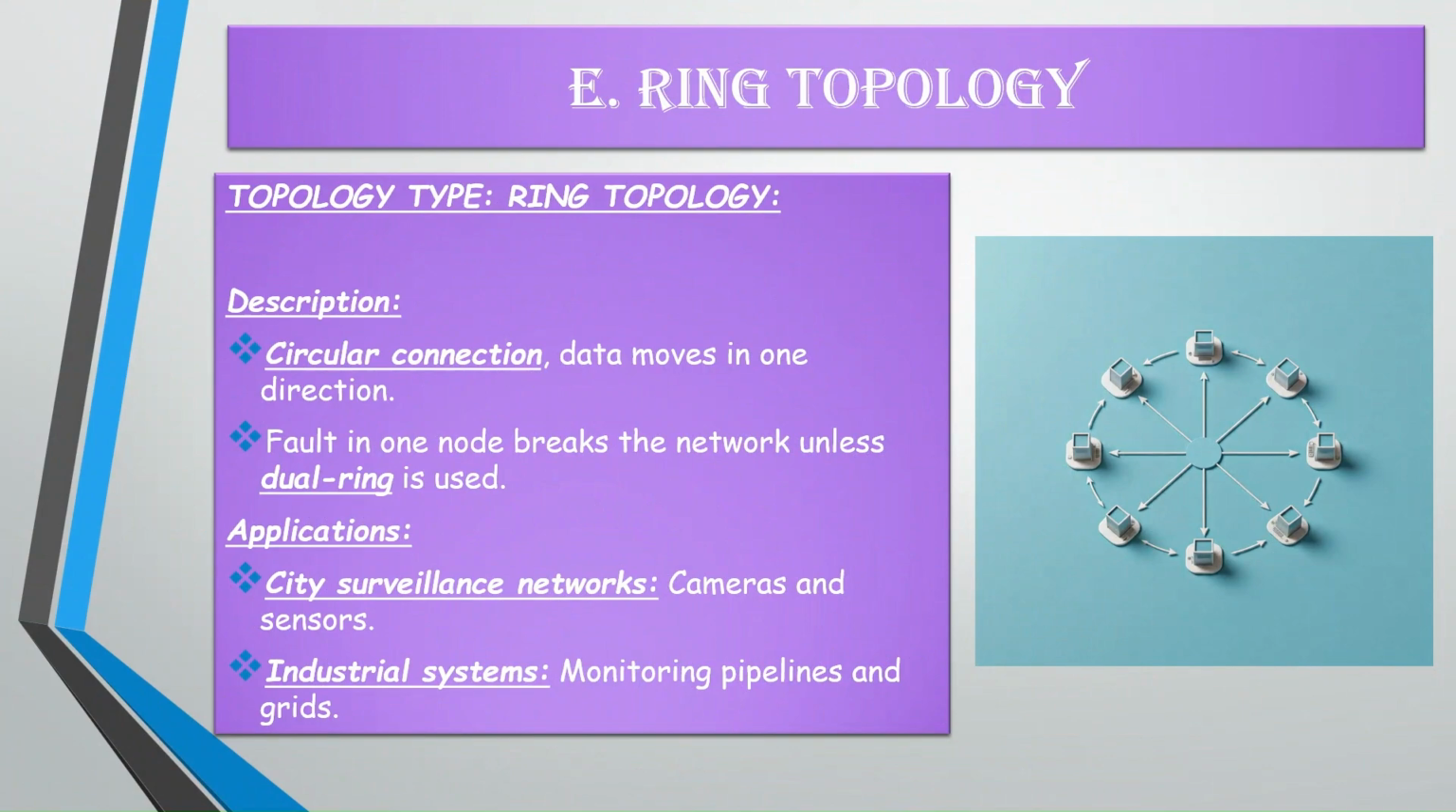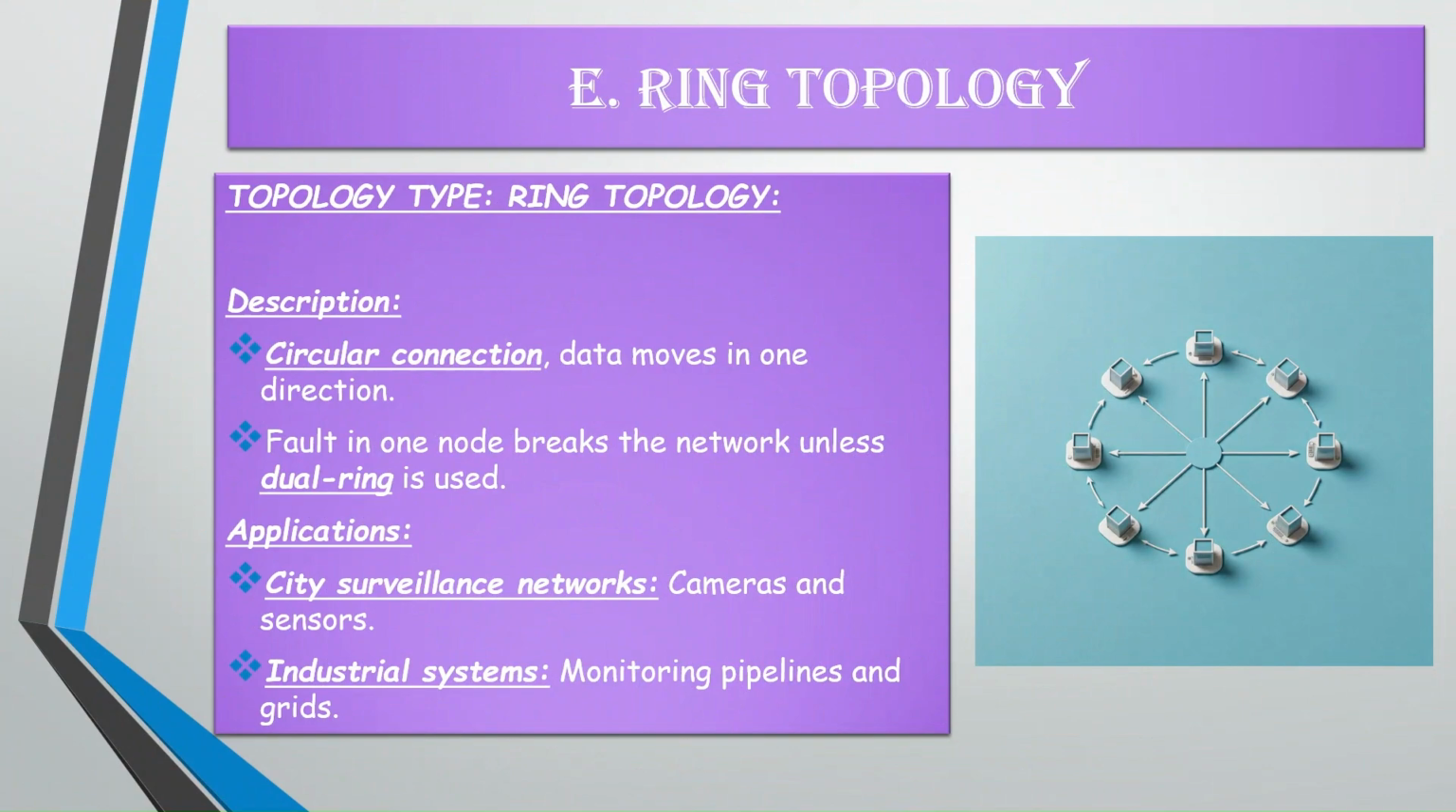Fault tolerance: a fault in one node can disrupt the entire network unless a dual-ring configuration is used. In a dual-ring topology, there are two interconnected rings, providing redundancy and fault tolerance. Common applications of the ring topology include city surveillance networks.